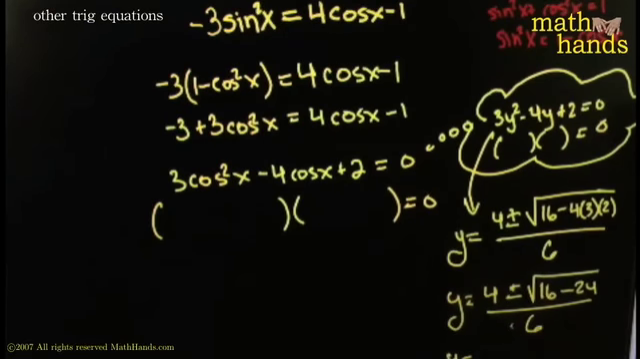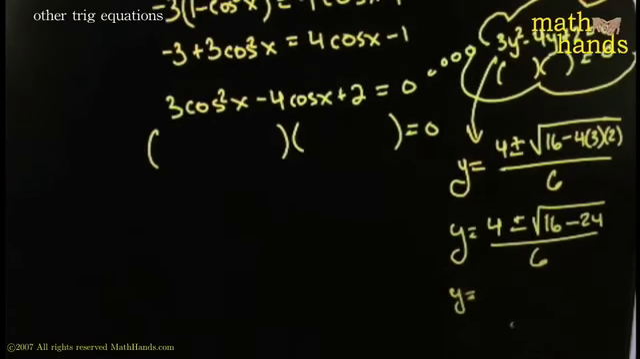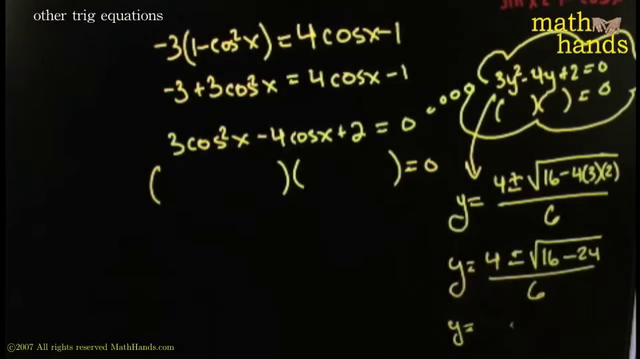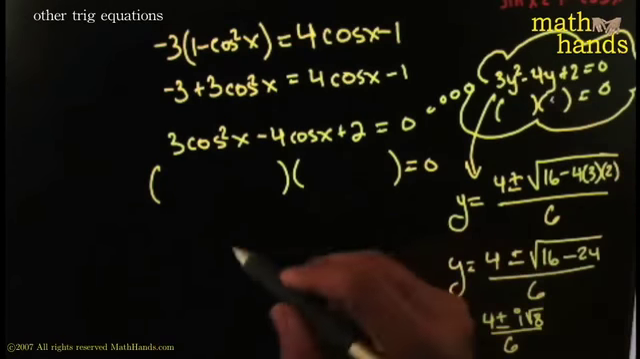Let me see if I can scroll that up for you. Just a little bit there. Yeah, there you go. So this will be 4 plus or minus, I think this becomes the square root of negative 8, so it becomes i times the square root of 8, all over 6, which is not even a real number. So if this one has non-real numbers, the solution would have been the same.